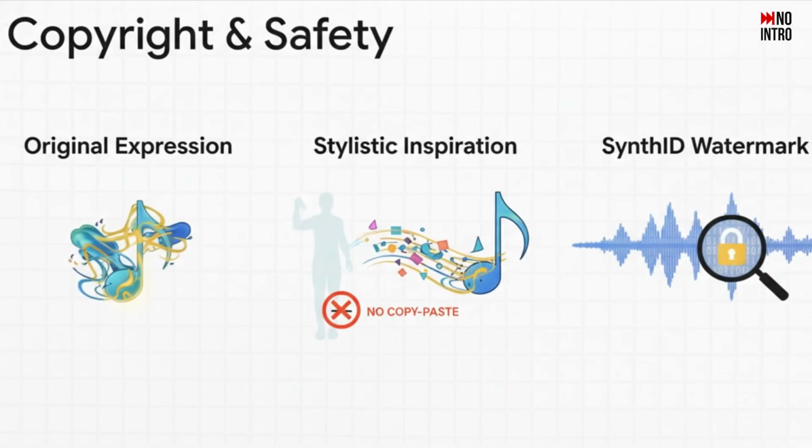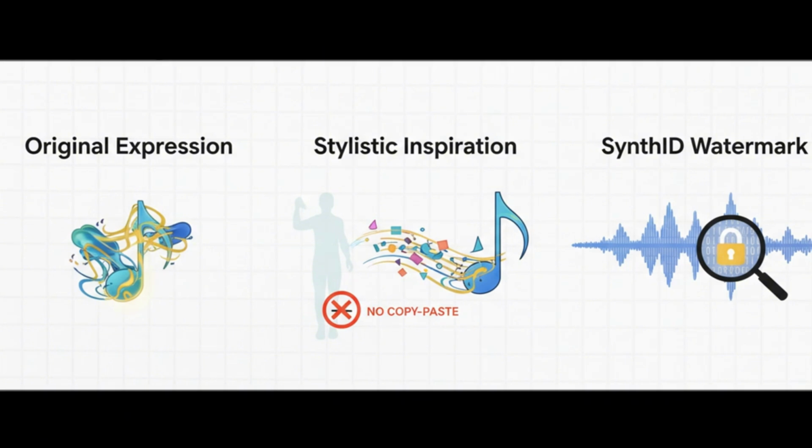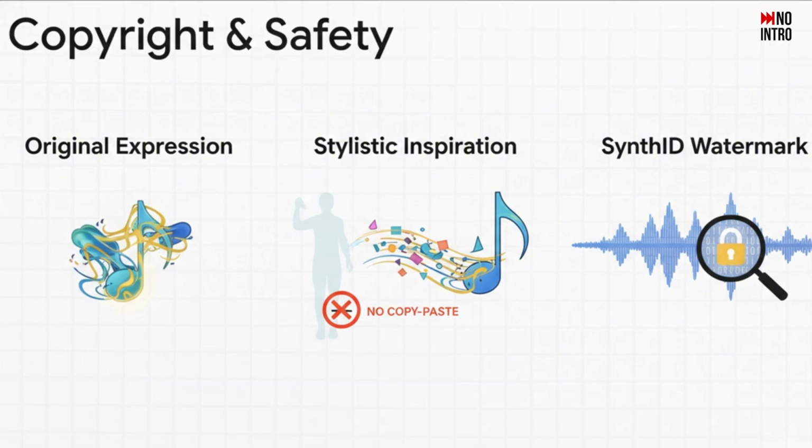And this is a big one, copyright. Google has been really smart about this. The whole system is designed for original expression, not for copying specific artists. So if you mention an artist's name in a prompt, it'll just use it for some broad inspiration, not for a direct copy. Plus, every single track gets an invisible watermark, so it can always be identified as being AI generated.